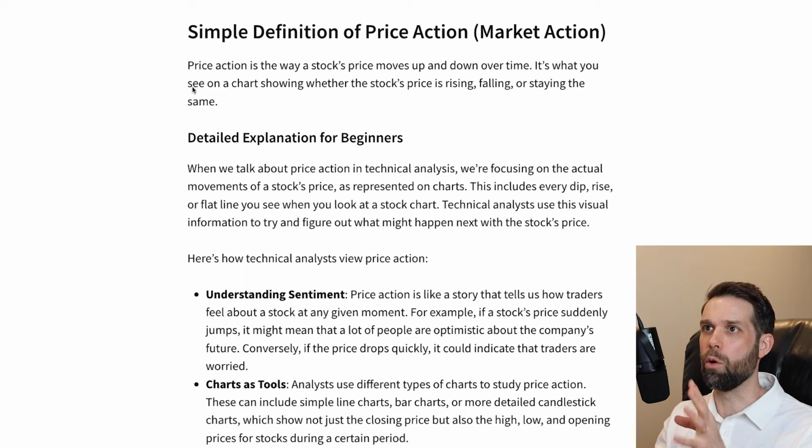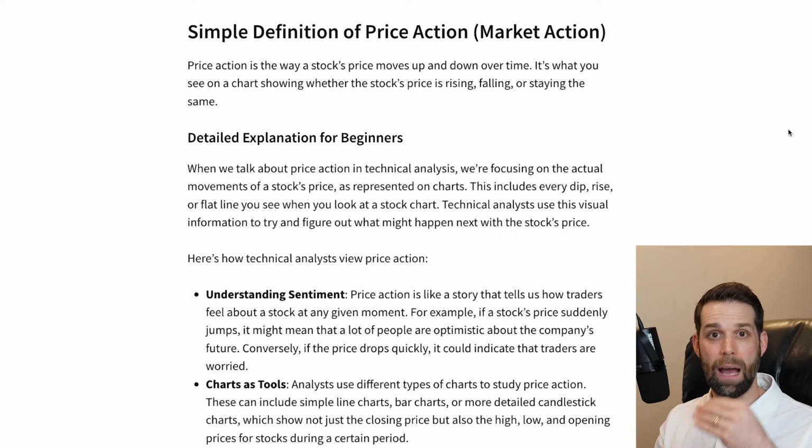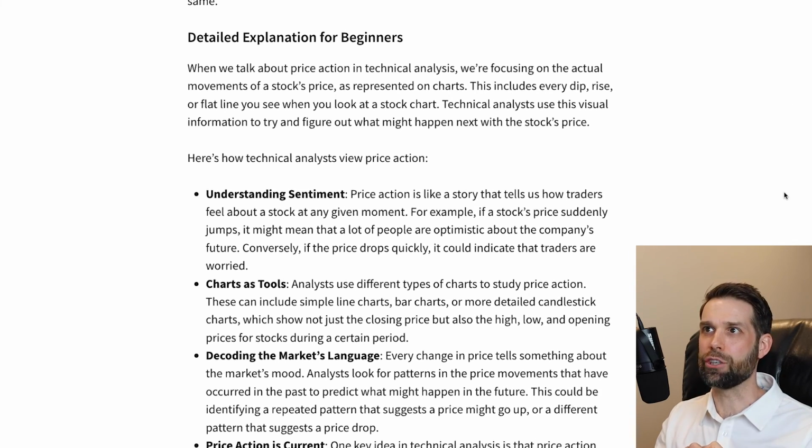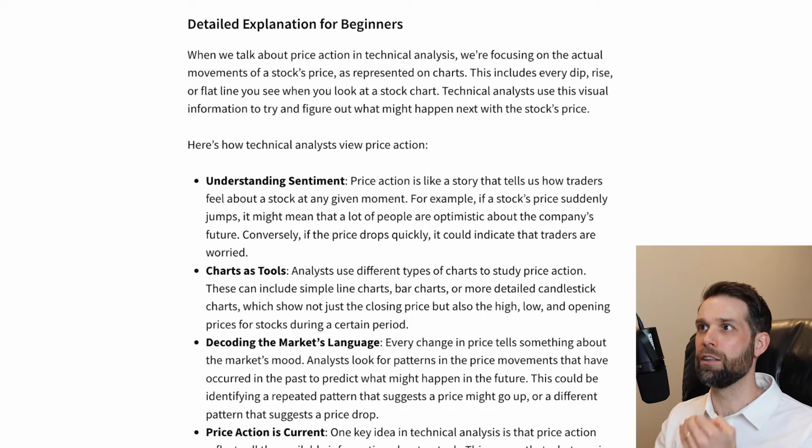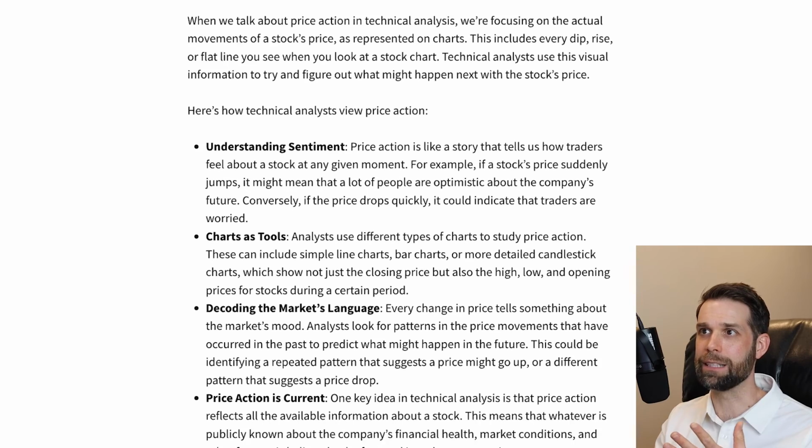So again, just to go over price action a little bit. Price action is the way that a stock's price moves up or down over time. As the stock price is going up and down, it's what you see on a chart, showing whether the price is rising or falling. So when we talk about price action in terms of technical analysis, we're focusing on the actual movement of a stock's price represented on the charts. And these include dips, rises, or whether it stays flat. Technical analysts use this visual information to try and figure out what might happen next with the stock's price. And that's what technical analysis is.